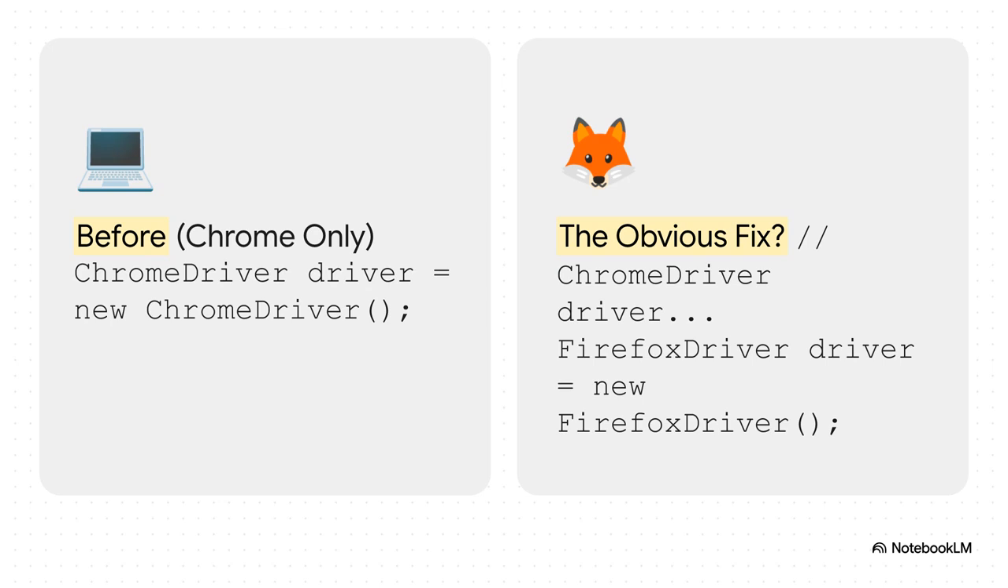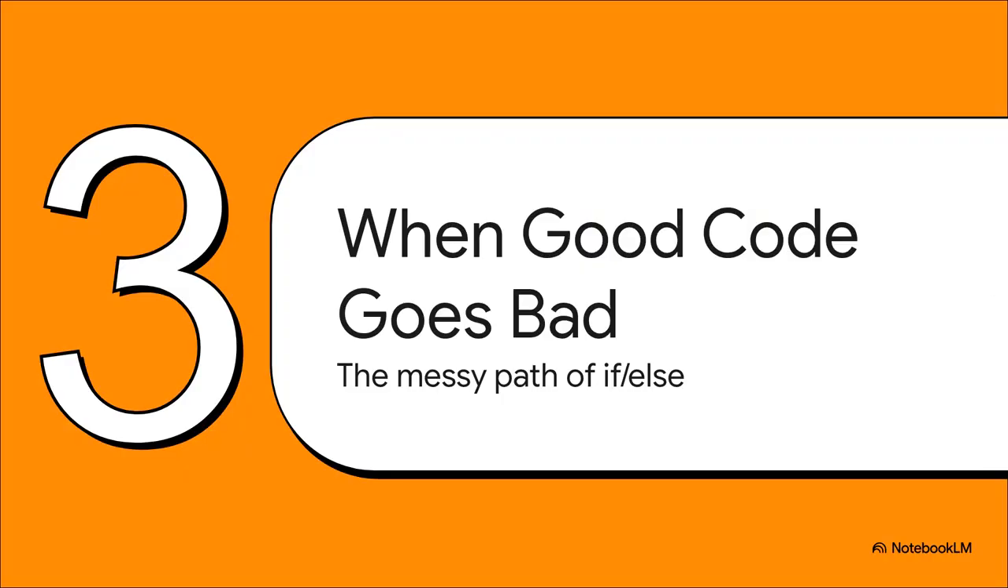But this is not scalable, and it's definitely not an automated solution. You can't be sitting there manually changing your code every single time you want to switch browsers. Okay, so plan A is out. Let's try to get a little bit clever. We can use an if-else statement to pick the browser based on some variable, maybe something we pull from a config file. This feels like a step in the right direction, right?